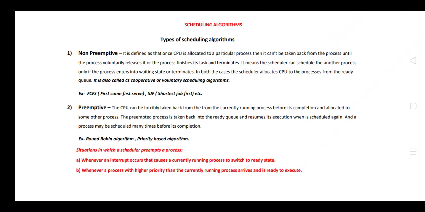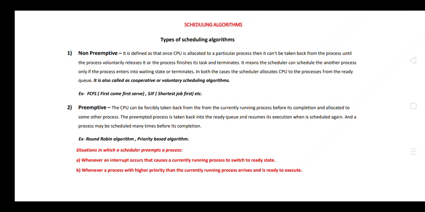It means that the scheduler can schedule another process only if the process enters the waiting state or terminates. Waiting state means, for example, it enters into an input output task, and then it automatically enters the waiting state. Then we can schedule another process, and whenever a particular process completes its task and terminates, only then can we allocate the CPU to some other process. In both cases, the scheduler allocates the CPU to a process from the ready queue, and we sometimes call these the cooperative or voluntary scheduling algorithms.